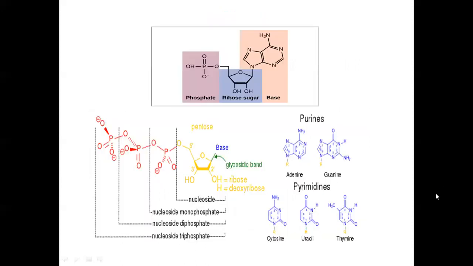Just see here the basic structure of a nucleotide. This is a ribose sugar because it has a hydroxyl group at the second position. This is the first carbon and this is the base. Here this is a purine, an adenine. This is the ninth nitrogen. The ninth nitrogen of the purine is linked to the first carbon of the sugar by means of an N-glycosidic bond.